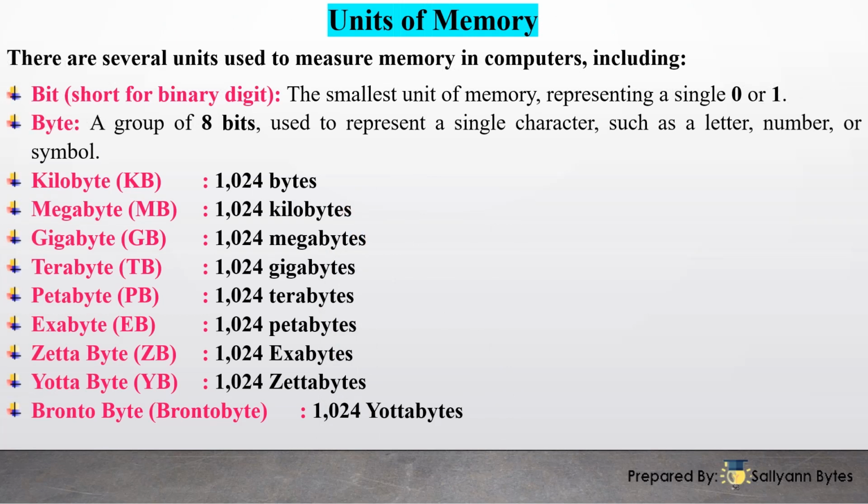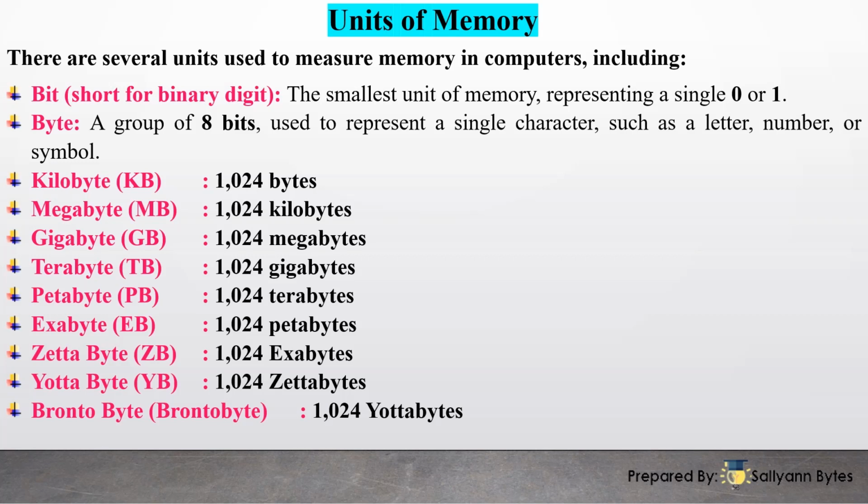Now let's learn about the units of memory. Bit, short for binary digit, the smallest unit of memory, representing a single 0 or 1. Byte, a group of 8 bits, used to represent a single character, such as a letter, number, or symbol. Kilobyte, KB, 1024 bytes. Megabyte, MB, 1024 kilobytes. Gigabyte, GB, 1024 megabytes. Terabyte, TB, 1024 gigabytes.